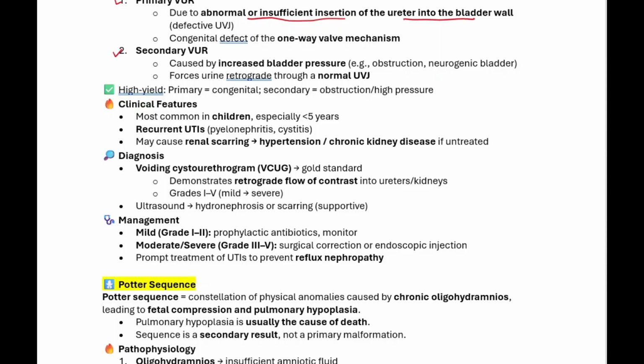And how do we diagnose this? We can do a voiding cysto-ureterogram, which is going to be our gold standard, whereby we are looking for the retrograde flow of contrast into the ureter and kidney.